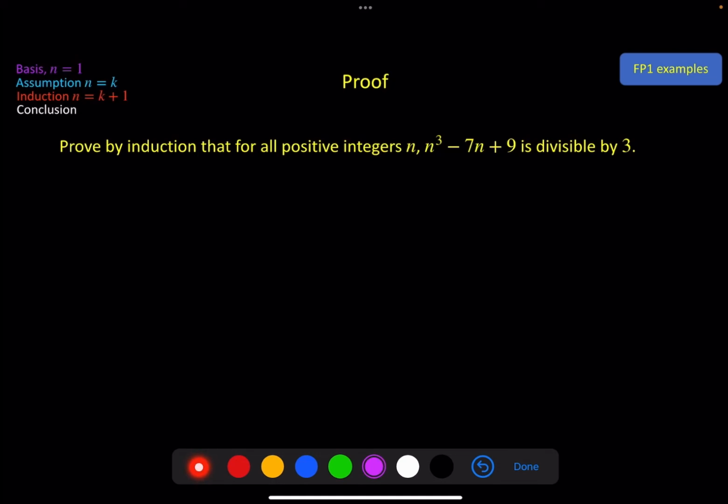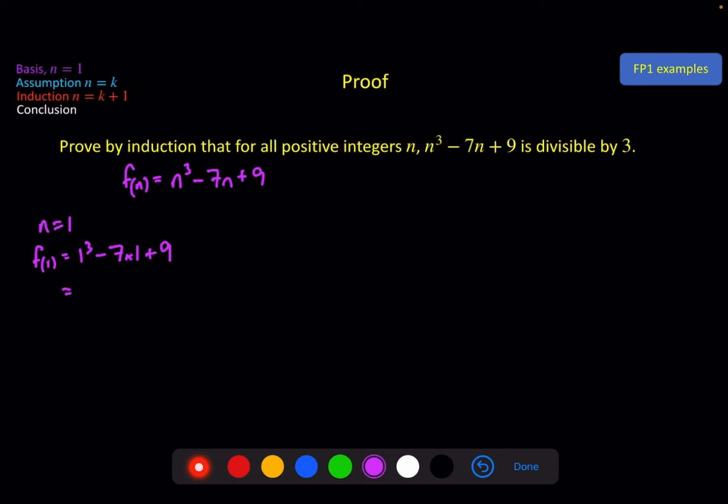So let's start that again. We've got here a new function, and that is n cubed minus 7n plus 9. So my basis step, when n is equal to 1, I've got f of 1 is equal to 1 cubed minus 7 times 1 plus 9, and that gives me a 3. And of course, 3 is divisible by 3.